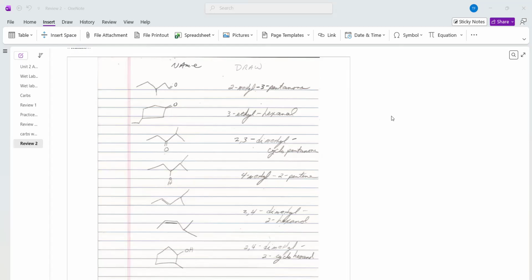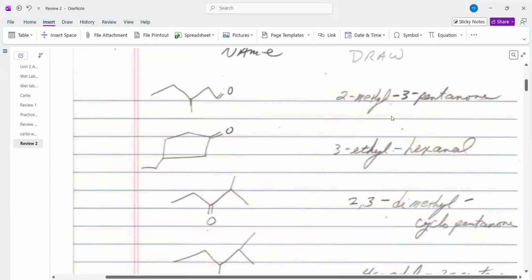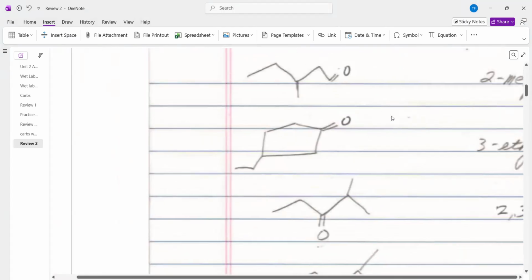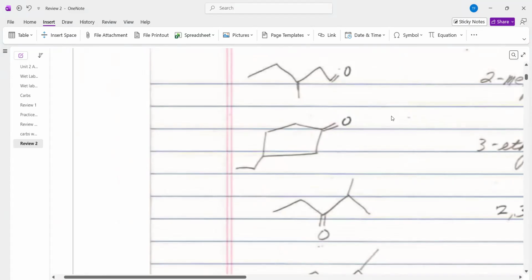Okay, and most of the tests we're going to have naming, structures to name. And we're going to have reactions and intermolecular forces. So let's start with these guys. Let's start naming these.